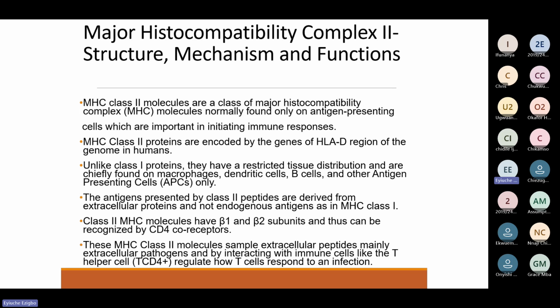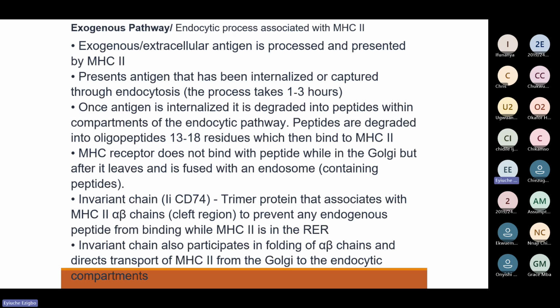So they handle parasites and bacteria that have infected the body but have not invaded the cells of the body. That is what the MHC class 1 molecule handles majorly. So the exogenous pathway, or endocytosis, when the macrophages engulf bacteria from the body, is associated with MHC class 2. So exogenous or extracellular antigen is processed and presented by MHC class 2.